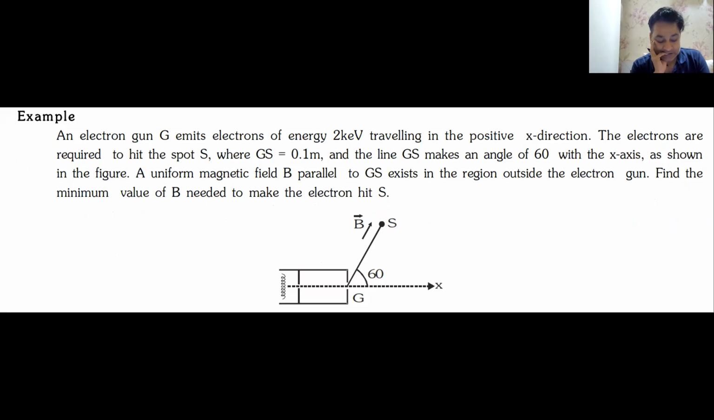An electron gun, G, emits electrons of energy 2 keV traveling in the positive direction. The electrons are required to hit the spot S. GS is 0.1 meter and the line GS makes an angle of 60 degrees with the x-axis as shown in the figure. A uniform magnetic field B parallel to GS exists in the region outside the electron gun. Find the minimum value of B to make the electron hit S.